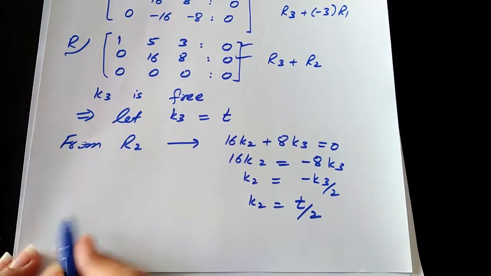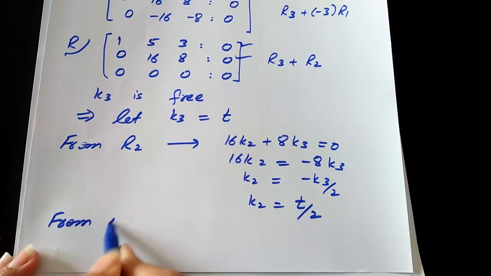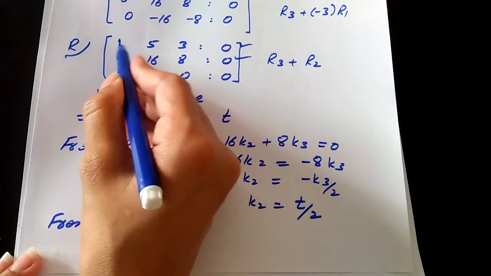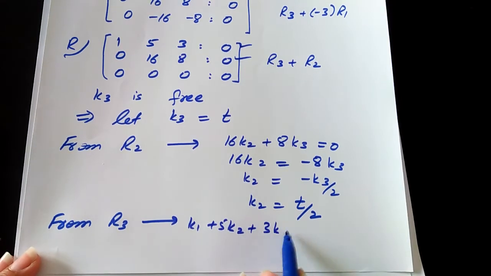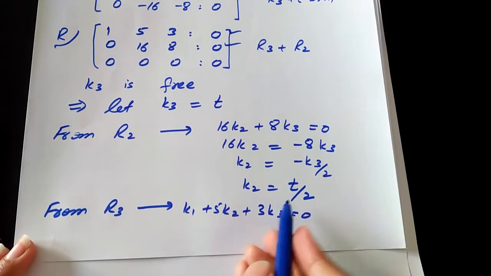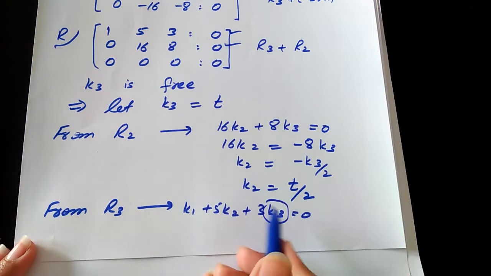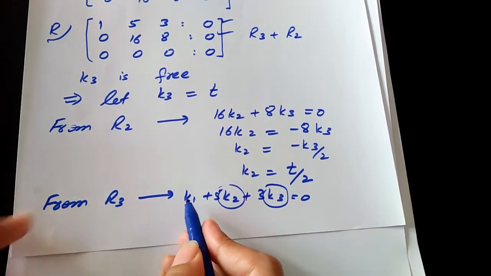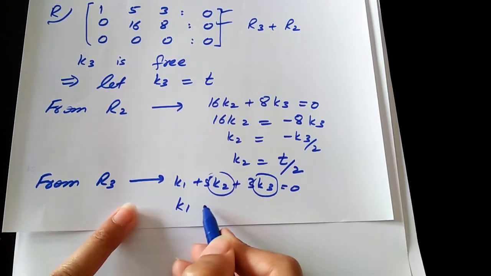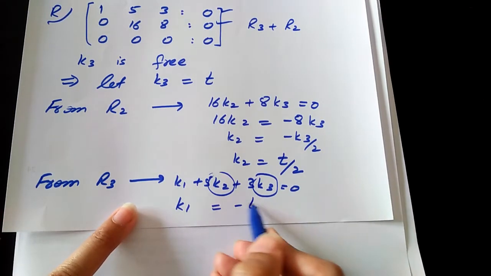Now from R3, what will be the equation? K1 plus 5K2 plus 3K3 equals 0. Now in place of K3, put the value of K3. In place of K2, put the value of K2. And get the value of K1. That will be equal to minus t over 2.